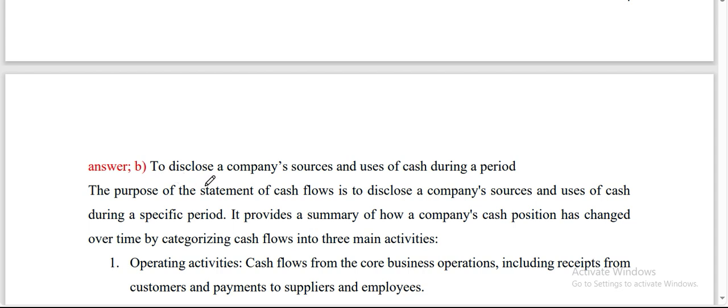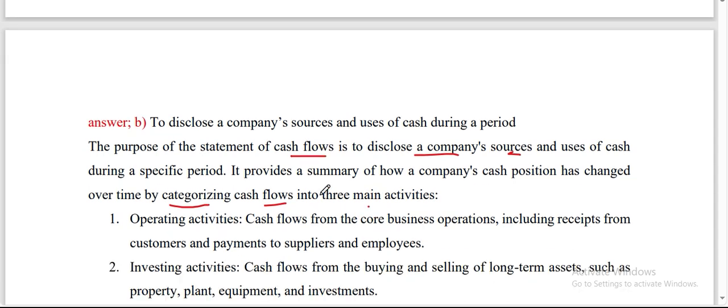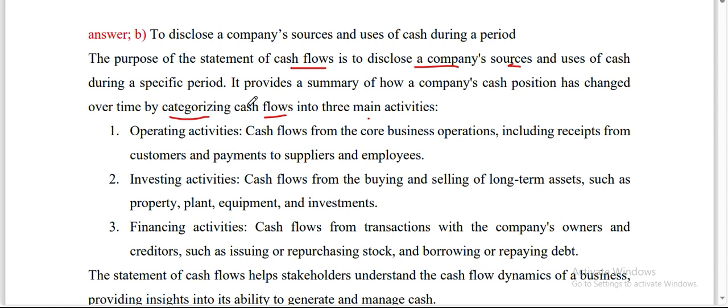The description of this is as follows. To disclose the company's sources and uses of cash during a period is the function of the cash flow statement. It provides a summary of how the company's cash position has changed over time by categorizing the cash flows into three main activities: one, operating activities, two, investing activities, three, financing activities.